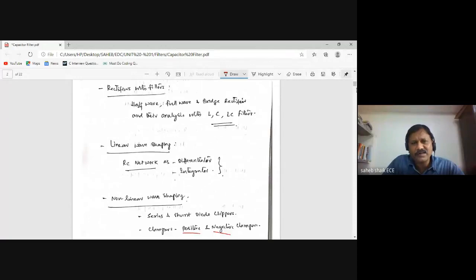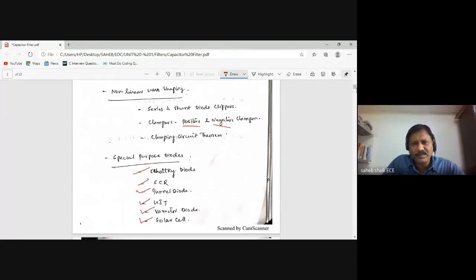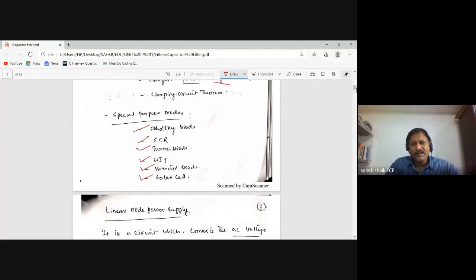So one is rectifiers with filters, linear wave shaping, non-linear wave shaping, and special purpose diodes. We will go for a brief concept of these rectifiers. In the next class, we'll go for the filters. Just a minute.